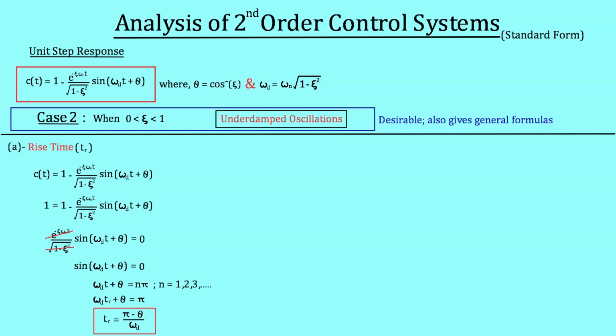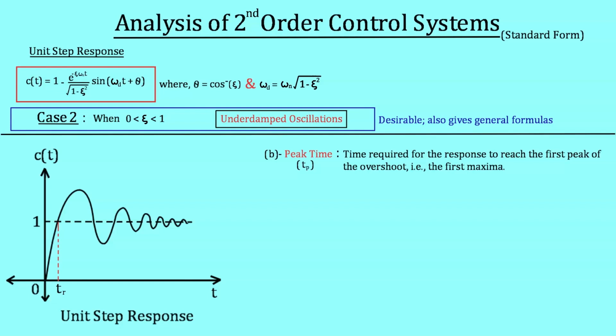Now let us come to the next performance parameter, which is the peak time. It is the time required for the response to reach the first peak of the overshoot, which in mathematical language is simply the first maxima. The overshoot is the region of the response which is lying above the final steady state value, whereas undershoot is the region of the response which lies below the final steady state value. The peak time is referred to as Tp, which is denoted in the graph, trying to give you a graphical idea where the peak time will be located.